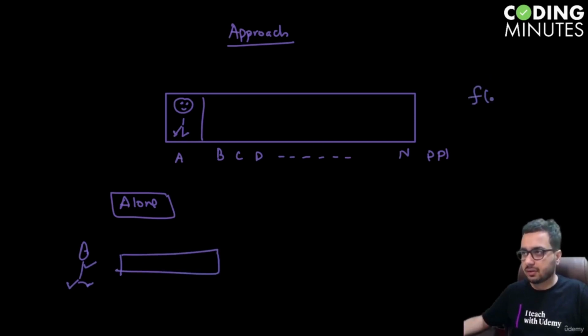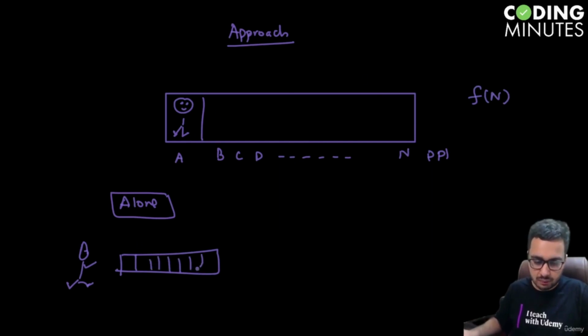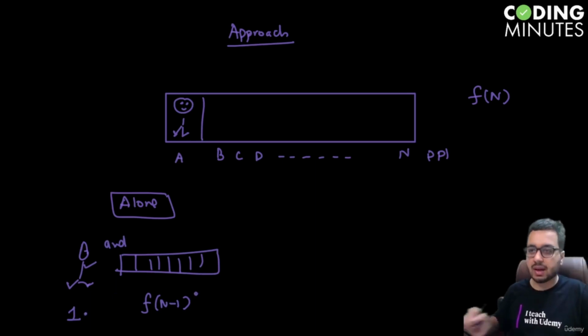If there are f of n ways for all of these people to go to the party, then for n minus 1 people, how many ways are there? f of n minus 1 ways. A is also going and these people are also going. A is going alone, so there is only one way in which he can go alone. So it would be 1 multiplied by f of n minus 1, because there is an 'and': A is going and n minus 1 people are also going.